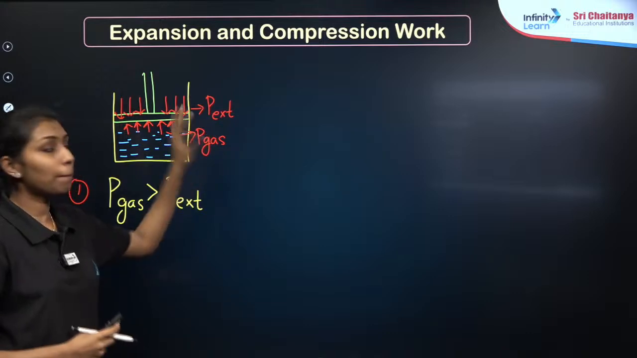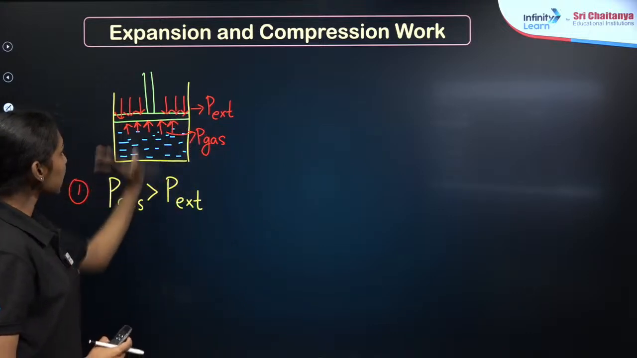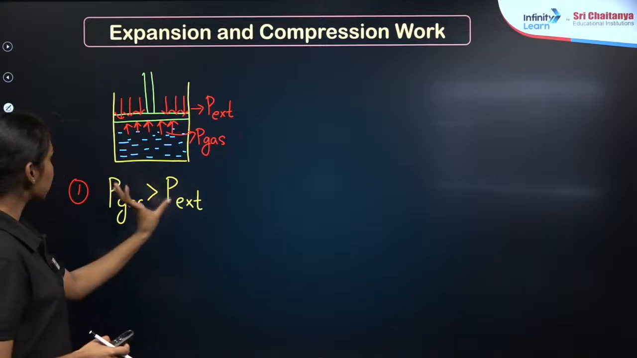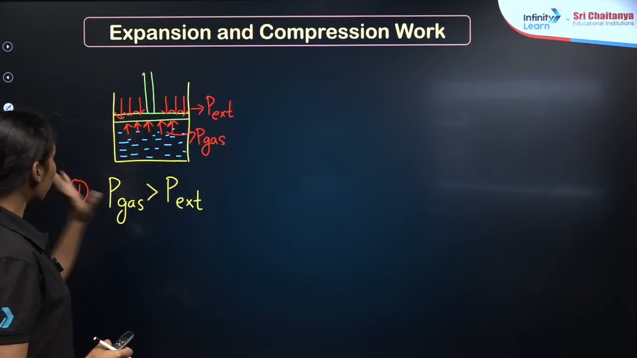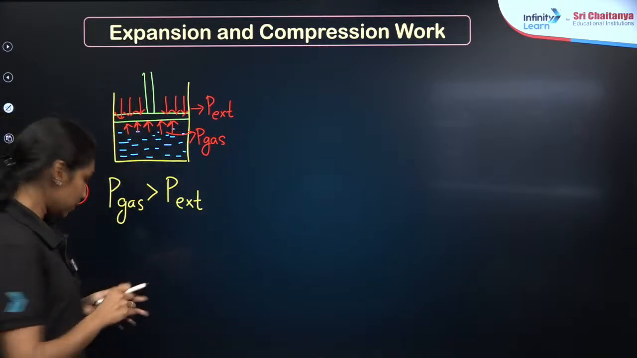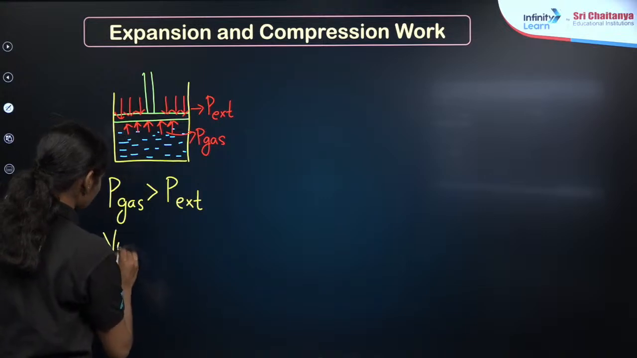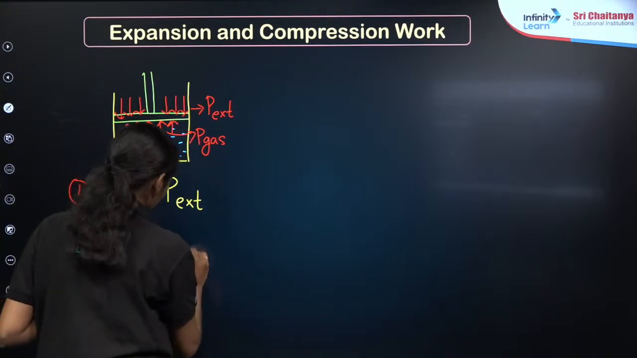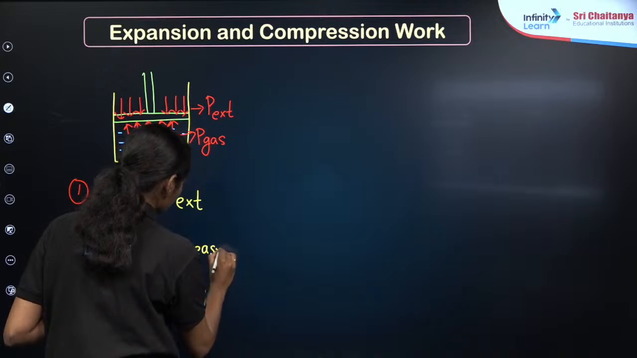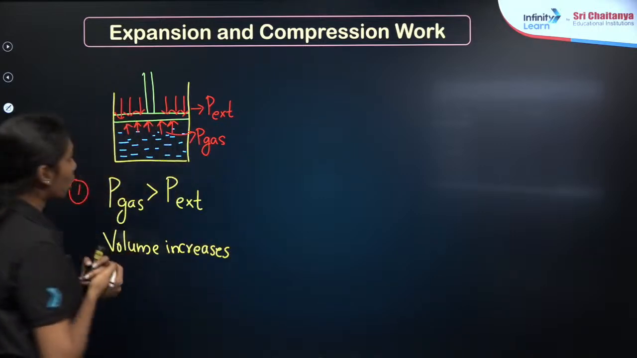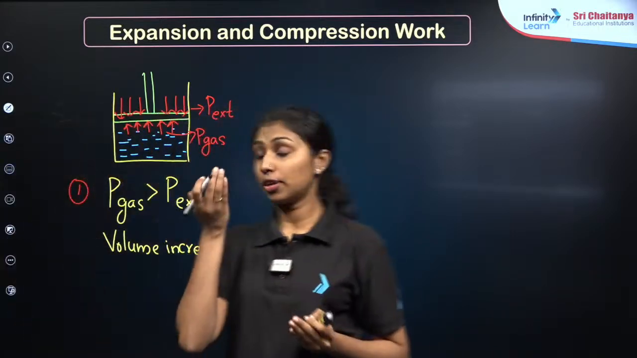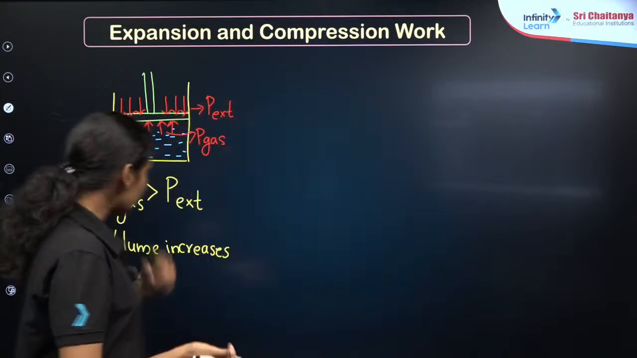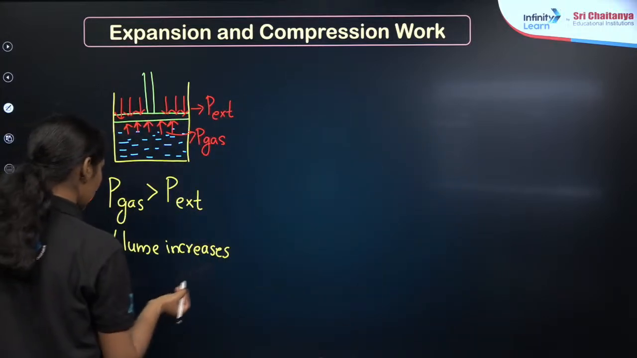P gas is greater than P external, which means the gas is exerting more pressure on the system. So I can say that volume increases. Towards the beginning, volume will be very small, and towards the end it will increase, which means that the change in volume will be positive.